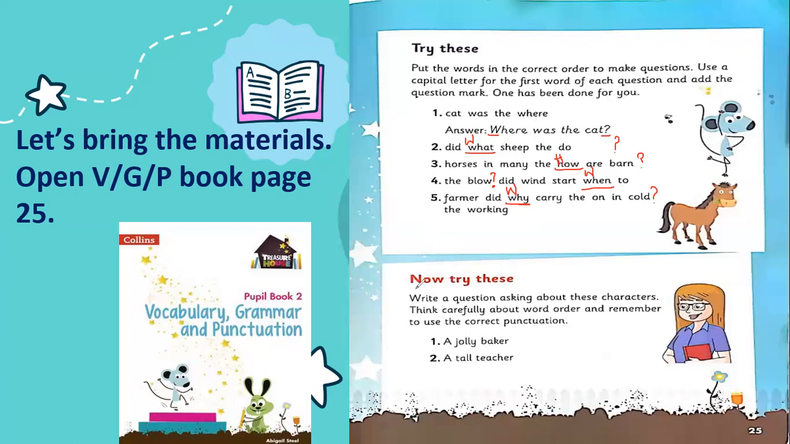Okay, so that being done, now let's try this. Write a question asking about these characters. Think carefully about word order and remember to use the correct punctuation. So we're going to use number 1 to make a sentence, and we're going to use number 2 also to make a sentence. So think of a question sentence and use a jolly baker to make a sentence. Okay, so that will be it.